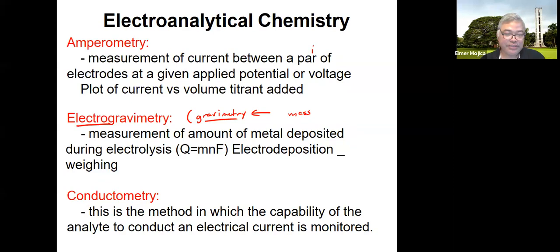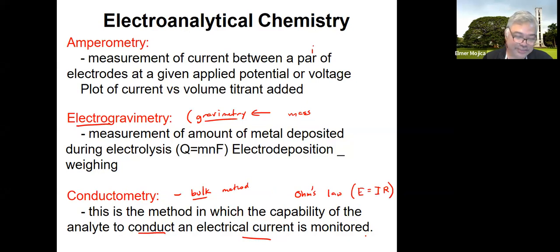Now the last that we have here, conductometry. So this is from the bulk method. So this is the method in which the capability of the analyte to conduct an electrical current is monitored. So ang basis dito, Ohm's law. How do we write Ohm's law? Okay, Ohm's law is potential equals current times resistance.